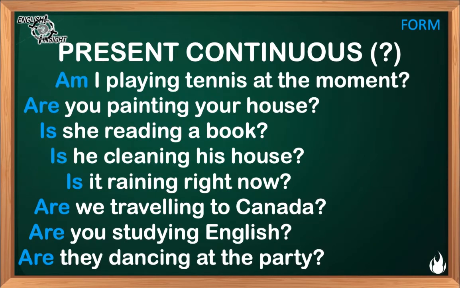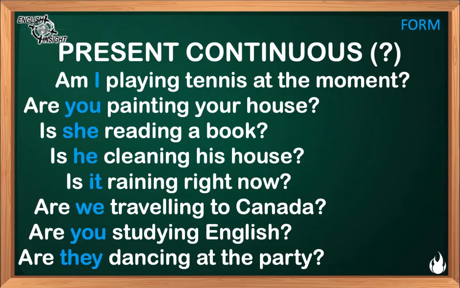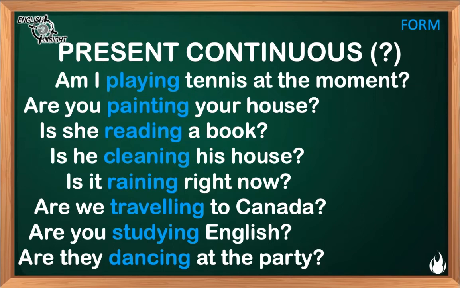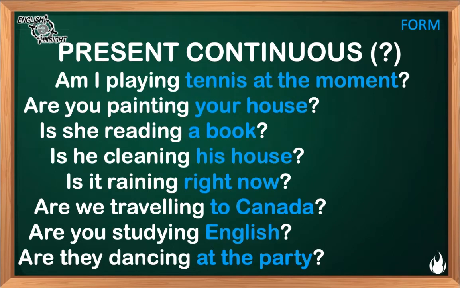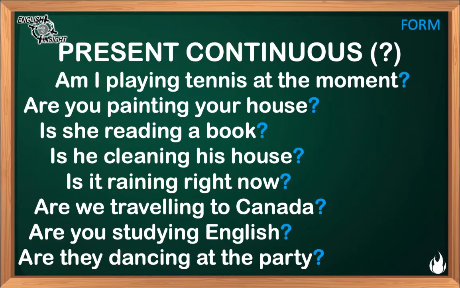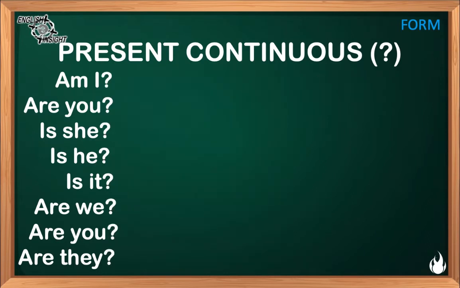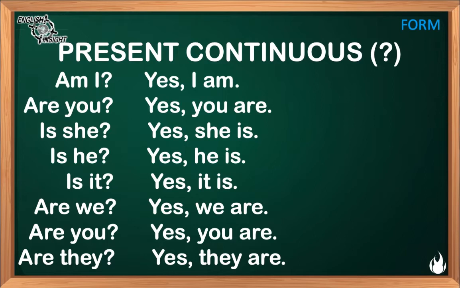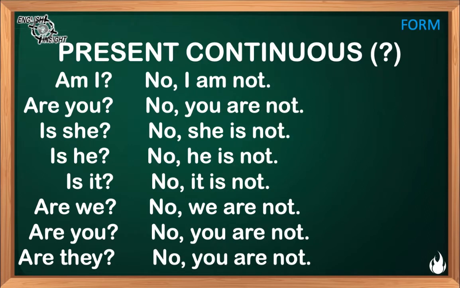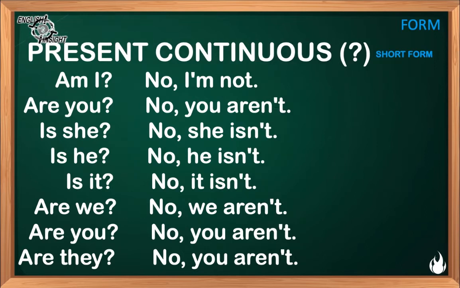Present continuous in questions. We commence with the auxiliary be conjugated accordingly, then the pronoun, the main verb conjugated in ing or present participle, the rest of the sentence, and of course the question mark. For the answers, since we use the verb to be as an auxiliary, the verb to be should be used in the answers, and it should be conjugated accordingly. Am, is, are. For the negative, we merely add the word not, and we can use the short form am not, aren't, or isn't accordingly.